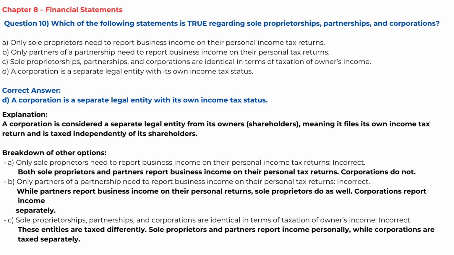Corporations report income separately. C. Sole proprietorships, partnerships, and corporations are identical in terms of taxation of owners' income. Incorrect. These entities are taxed differently. Sole proprietors and partners report income personally, while corporations are taxed separately.